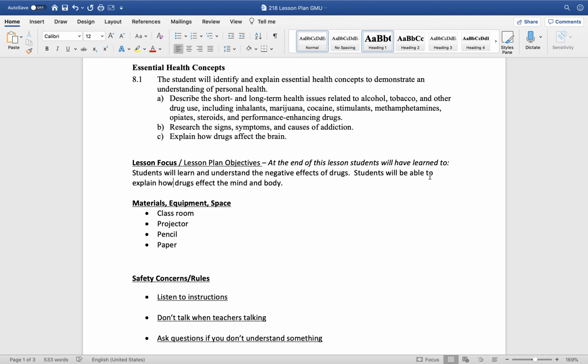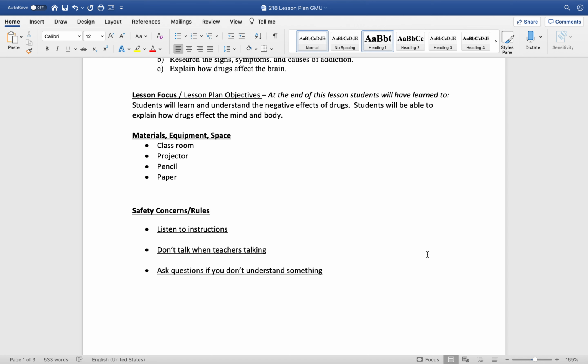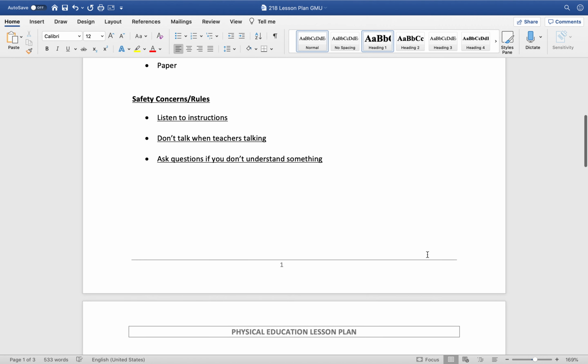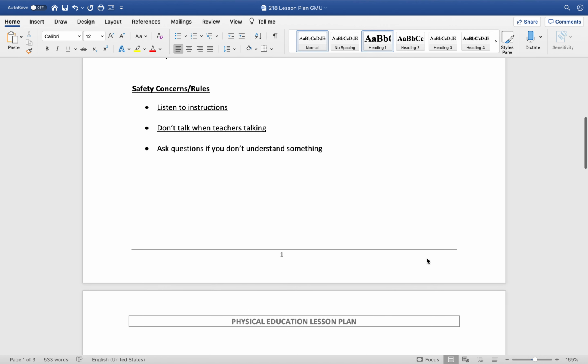The objective is for students to learn and understand the negative effects of drugs. Students will be able to explain how drugs affect the mind and body. Materials, equipment, and space. All you need for this is a classroom projector for the PowerPoint, pencil and paper. Really, it's only a location and 3 items.